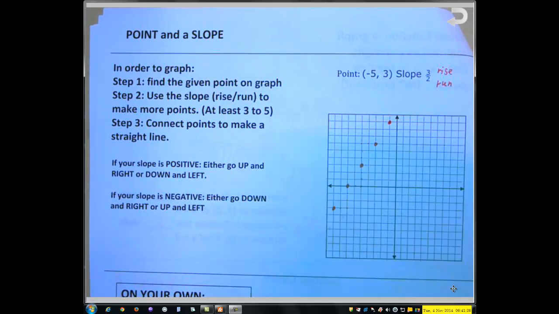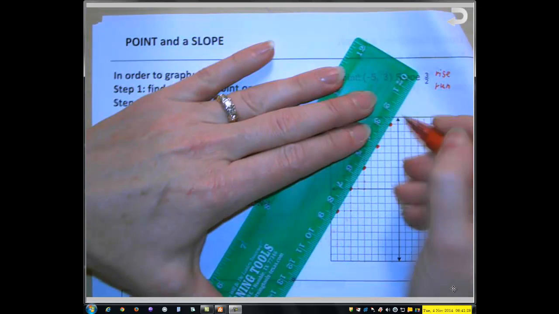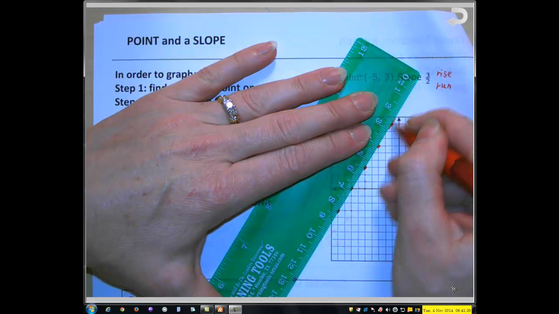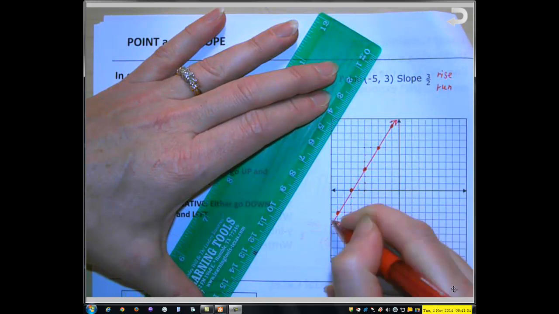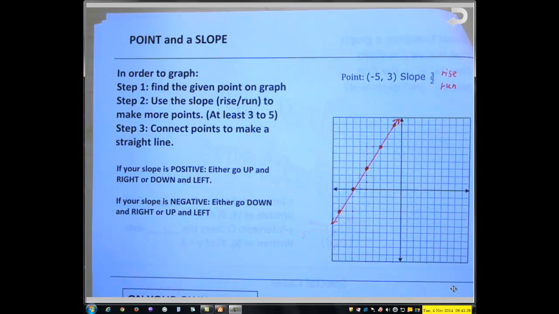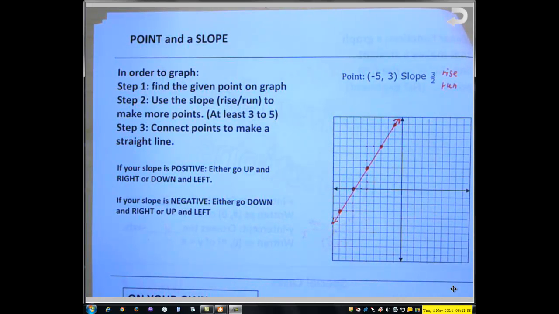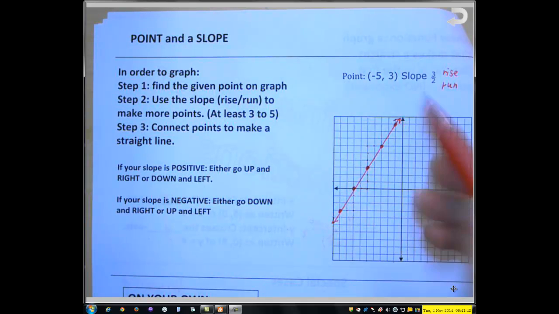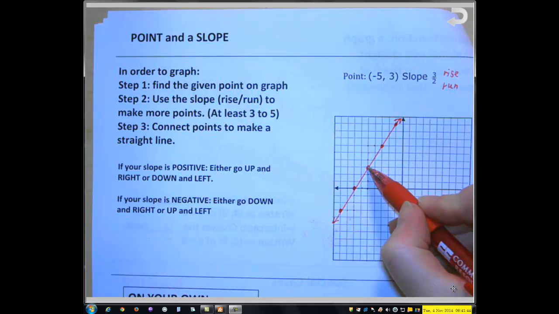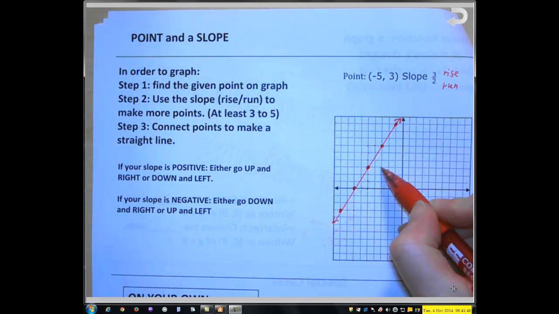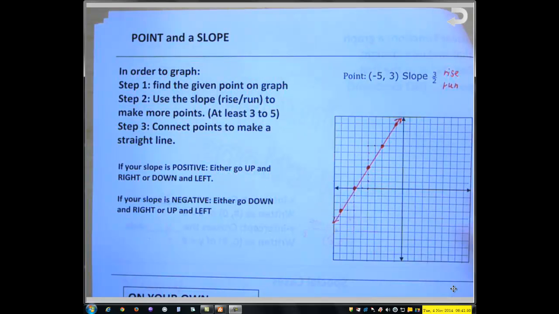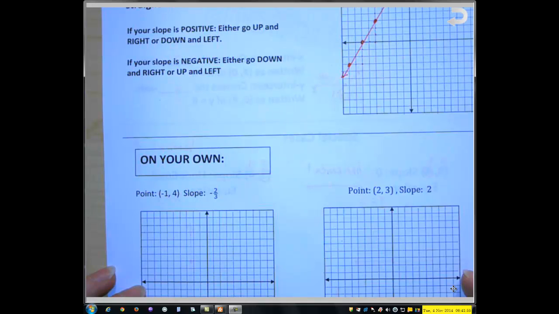And now we'll draw a line between those points. We'll extend the line beyond those points and put arrows on it just to show that that line can keep going and going in both of those directions. Okay, so again, if we're doing a positive slope, we can go up and right, or we can go down and left. Now let's graph a line that has a negative slope.